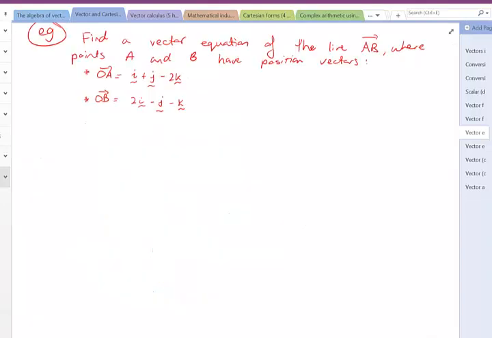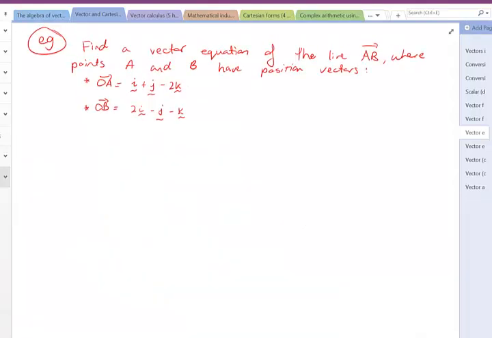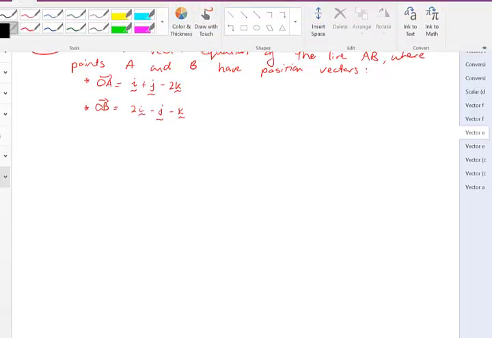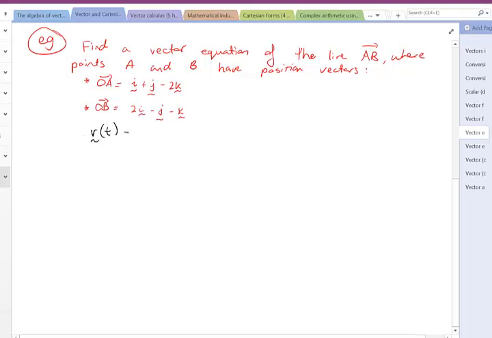Okay, so in this first example, we're looking to find the vector equation of a line AB, where points A and B have position vectors OA and OB. Essentially we need two things, don't we? We need to be able to write the equation R(t) in that form, A plus tD. So we need to know what A is, and we need to know what D is. A is nice and simple. A is simply the same vector OA relative to the origin, i plus j take 2k. D will be a displacement vector between B and A. So from A to B, that's our direction.